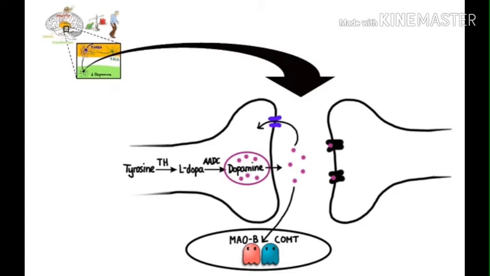Now let's move on to discussing drugs used in treatment of Parkinson's disease, starting with one of the most commonly used drugs, that is levodopa. But first things first, you may wonder, well, why would you use the precursor of dopamine instead of dopamine itself? And the answer is, it's because of the blood-brain barrier.